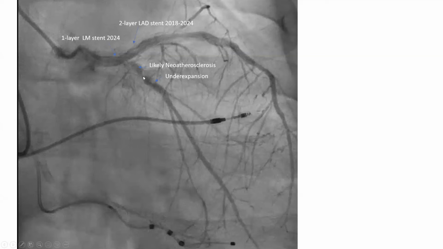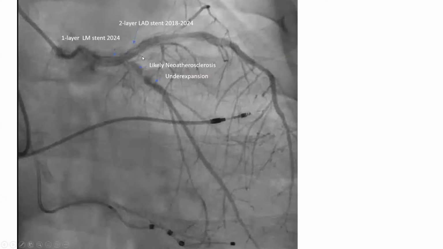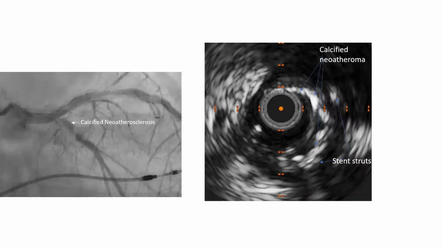The process for the more distal stent, one layer of stent, the process is underexpansion by Cine. And here you can see by Cine boost, the first stent here in the circ is well expanded. The process is likely neoatherosclerosis. That other stent is underexpanded, and you can see here using a 2.5 millimeter balloon that it's clearly not yielding. So we defined our mechanism by Cine.